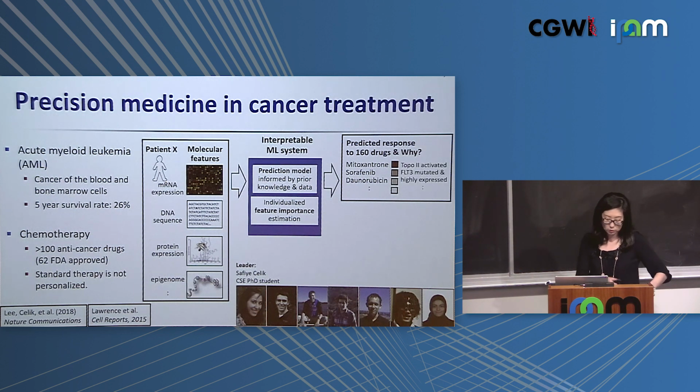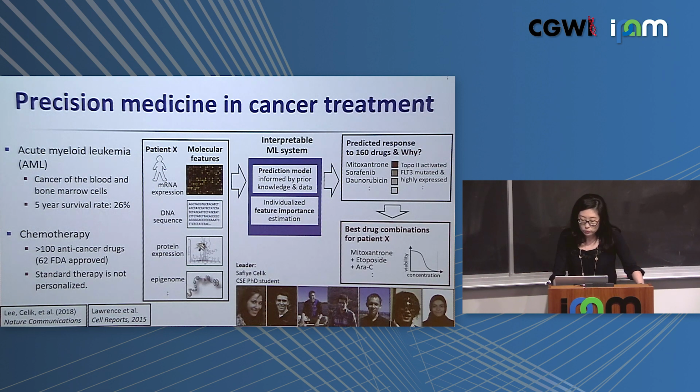So instead of just saying this patient is going to respond well to mitoxantrone, we also want the system to say that it's because the patient has a topoisomerase 2 activated. This drug is a topoisomerase 2 inhibitor. So in the end, we want to help clinicians to choose the best drug combination for a particular patient.